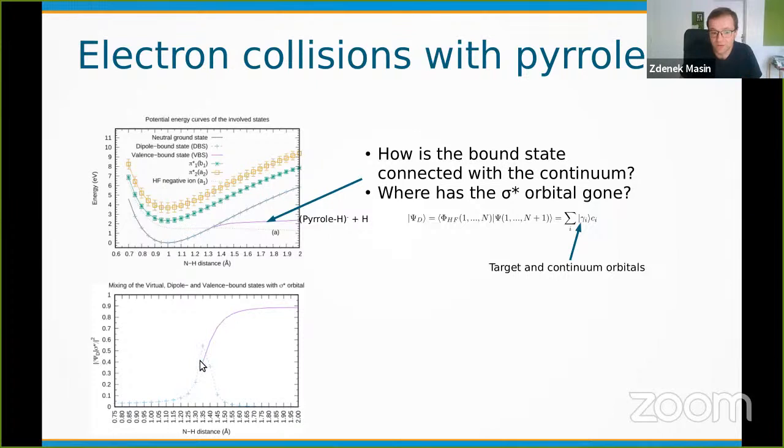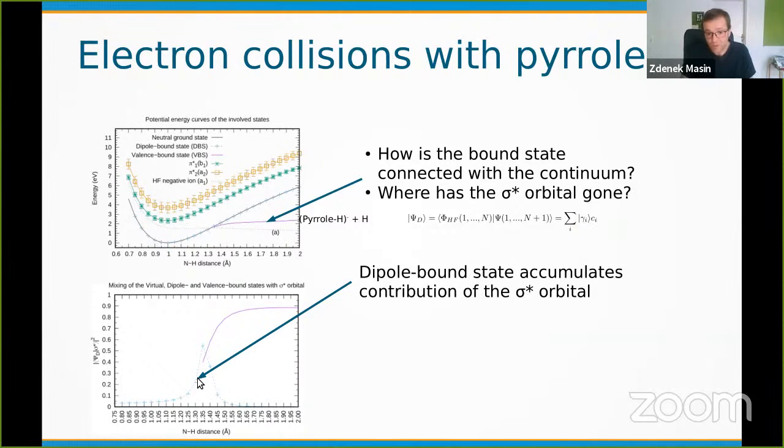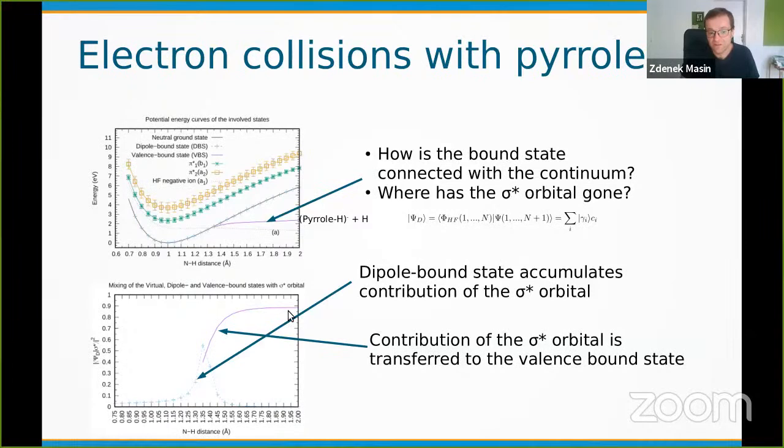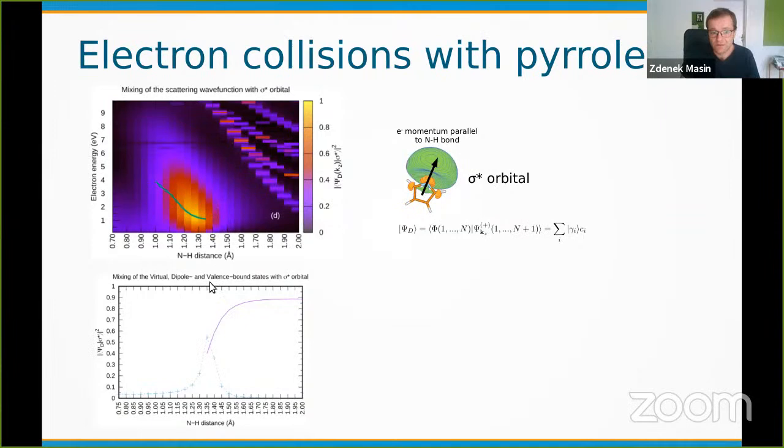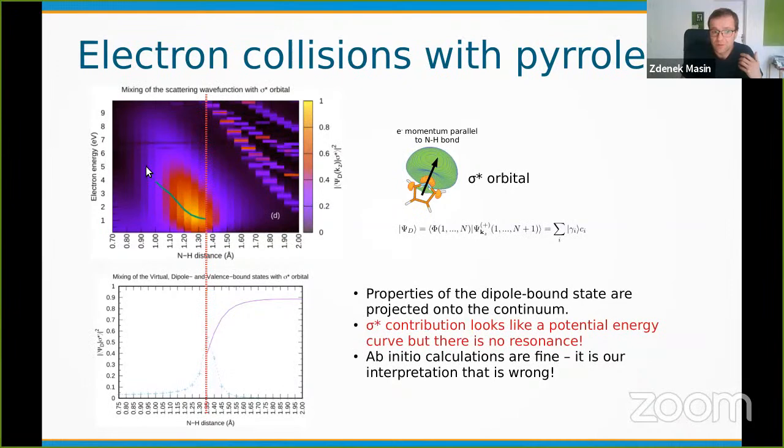And we see that it's actually the dipole bound state which accumulates the contribution of the sigma star orbital, and that is then transferred to the valence bound state. And we can also see how the sigma star orbital is reflected in the continuum. There is a sigma star orbital that contributes to the continuum, which looks as if there was a resonance, but there is no resonance, because we saw in the calculations that there is no such resonance state. So in fact, this feature in the continuum is nothing else but a reflection of the dipole bound state that's present in the system.